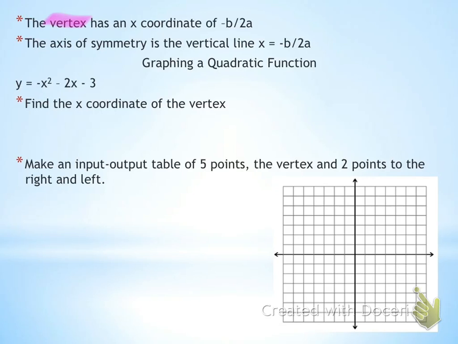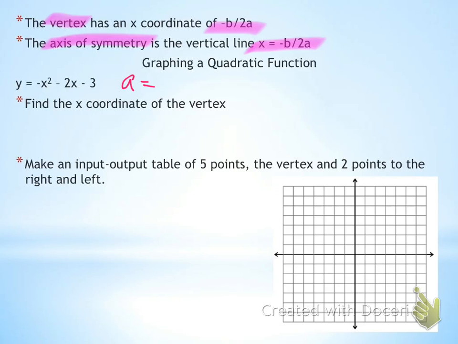To find my vertex, I'm going to do negative b divided by 2a. So take my b value, do the opposite of it, and then divide it by whatever 2 times a is. The axis of symmetry is the same thing, I just have to write it as x is equal to whatever that number is.